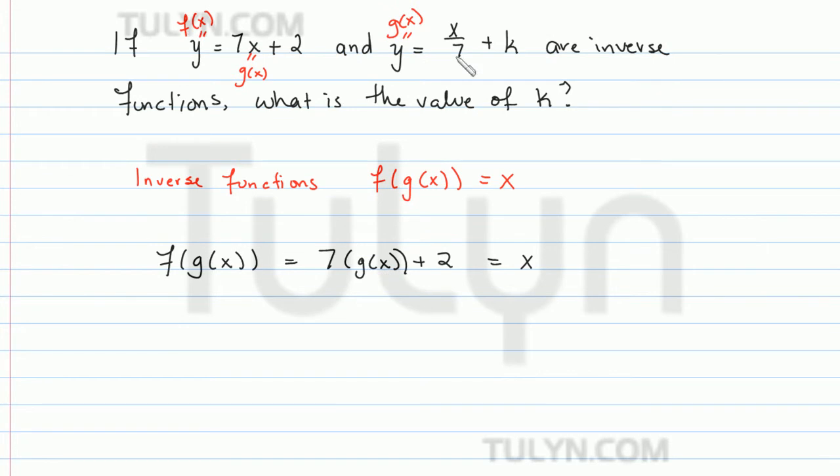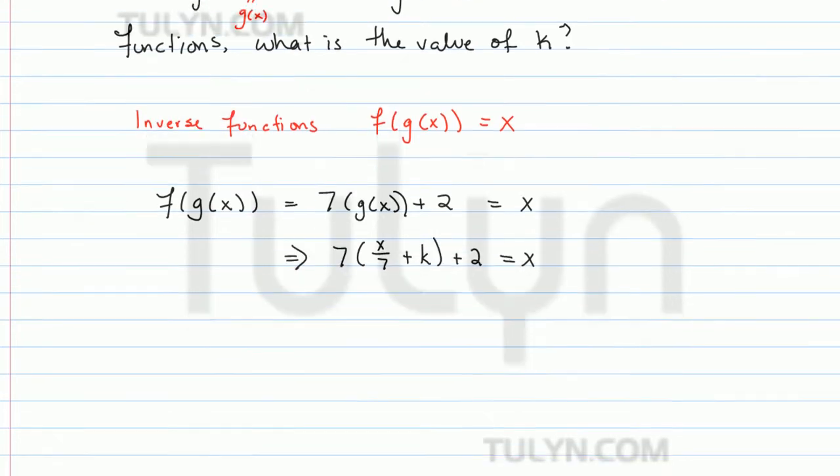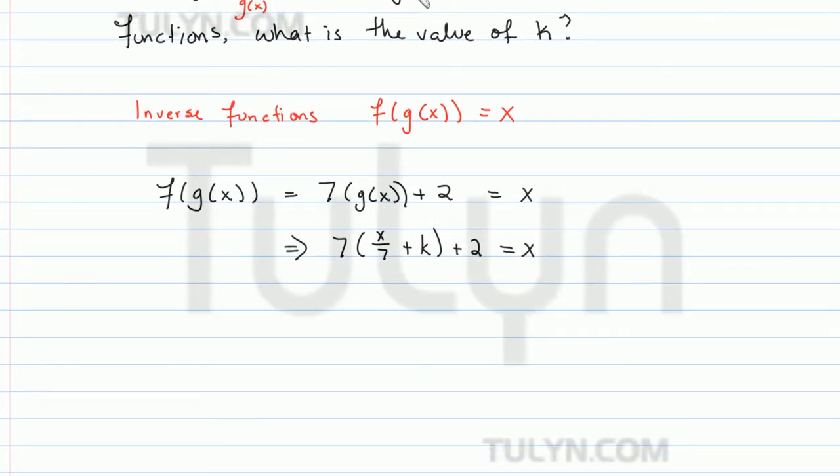So now we know what g of x is, so let's replace it. So this becomes 7 times g of x, which is x over 7 plus k, plus 2, which is equal to x. And so now this is a linear equation, so we can just solve for x as usual. So let's first distribute that 7 in here. So we end up getting x plus 7k plus 2 is equal to x.